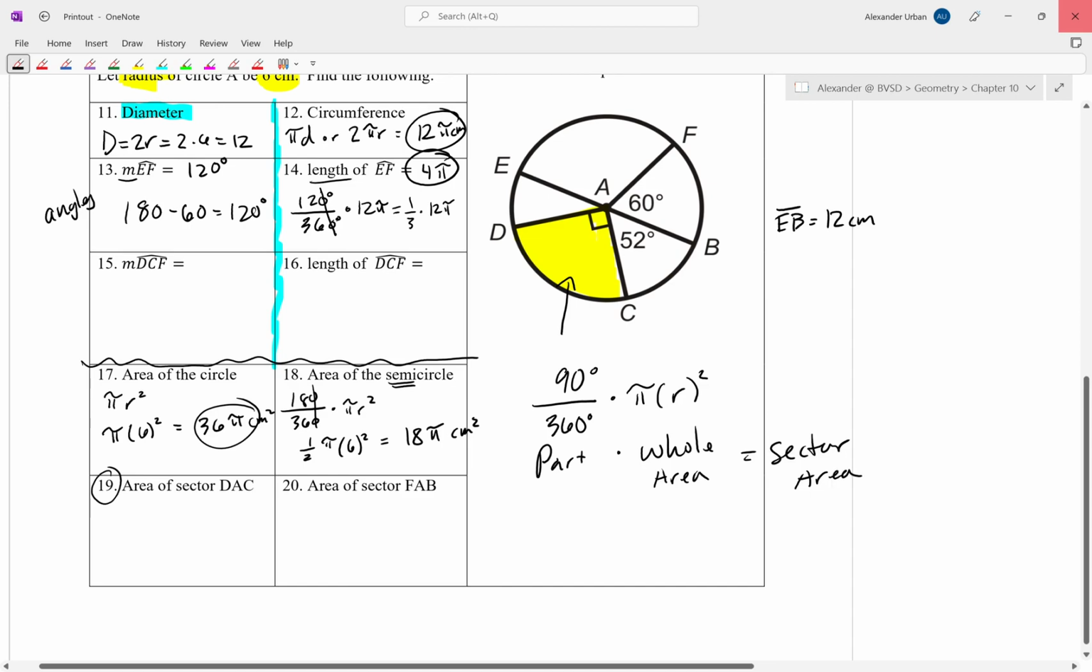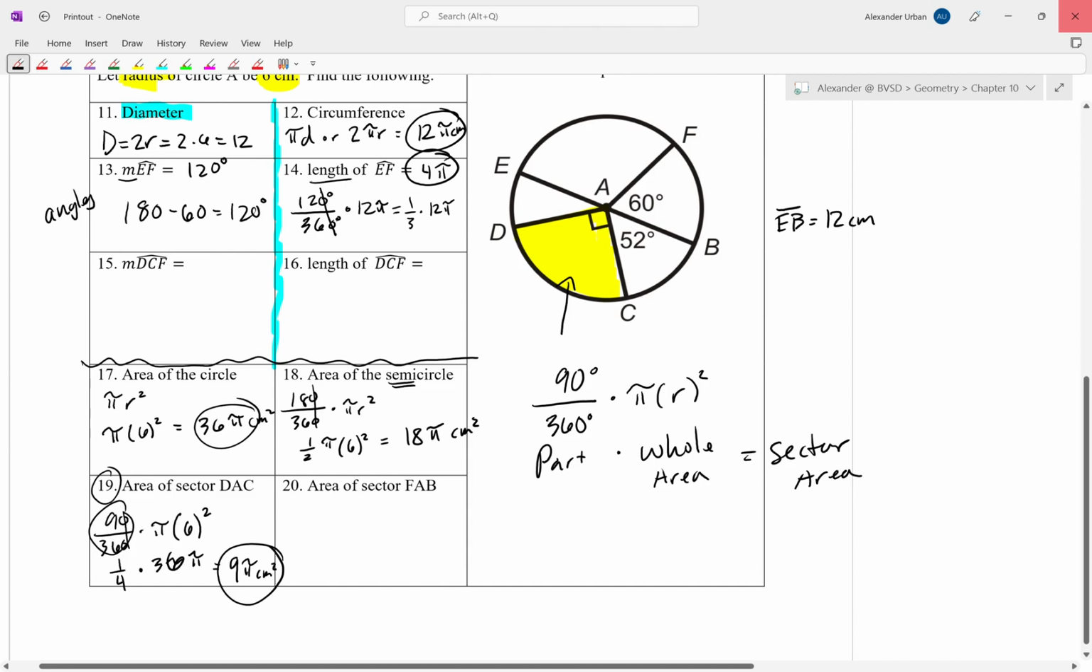So I'm going to put it over here on 19. I have 90 over 360 times pi times 6 squared. We already know that's 36 pi. 90 over 360 is really 1/4. You can get rid of your zeros, and then 9 divided by 36 is 0.25. So this is 1/4 of 36 pi. Well, 36 divided by 4 is just 9 pi centimeters squared. I'm going to leave it in pi form. Make sure you do the same.